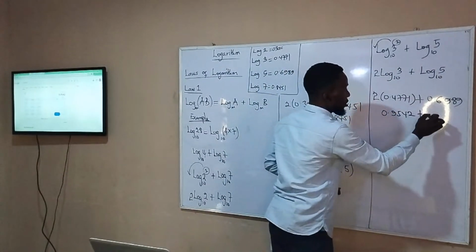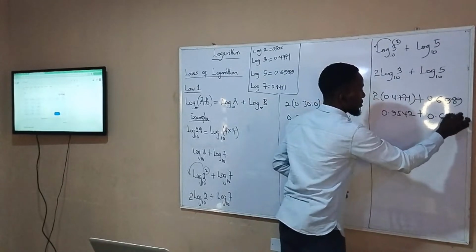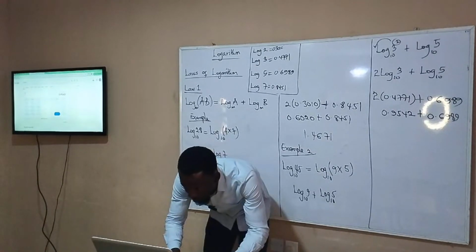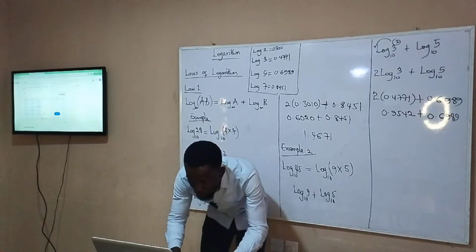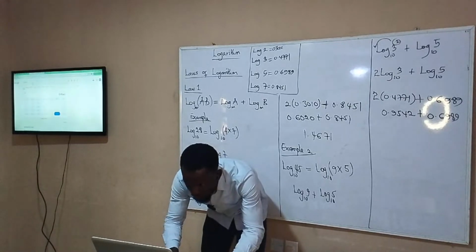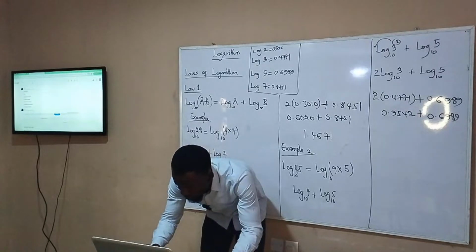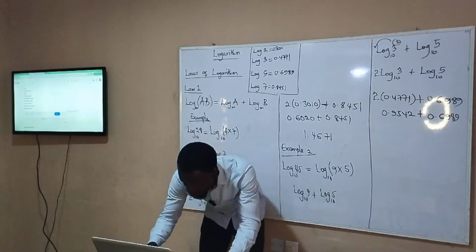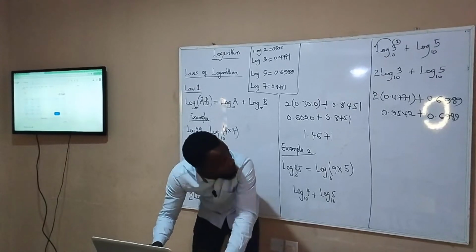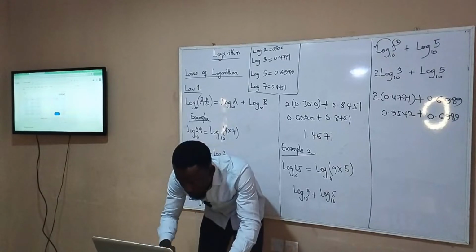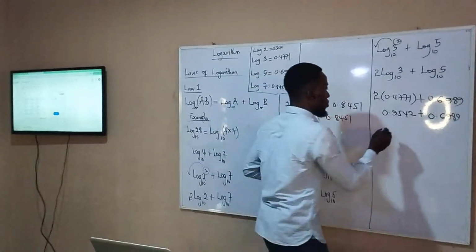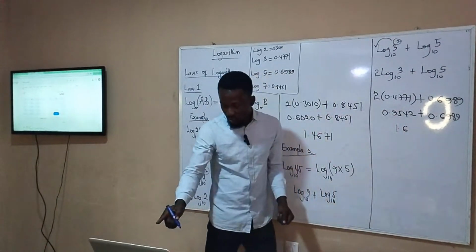So this guy is 0.9542 plus 0.6989. And if you add up, what do you have? Let's add it up. 0.9542 plus 0.6989 will give us what? This should give us 1.6531.